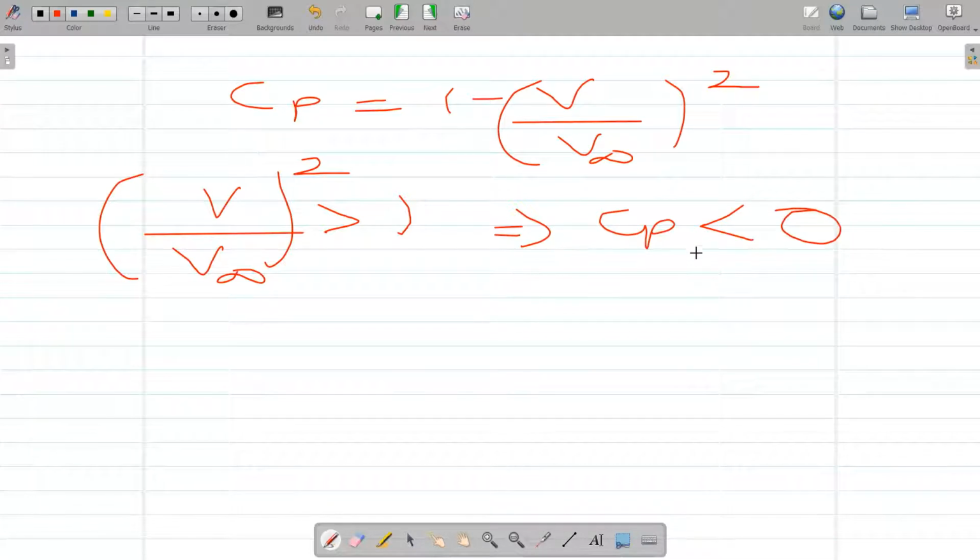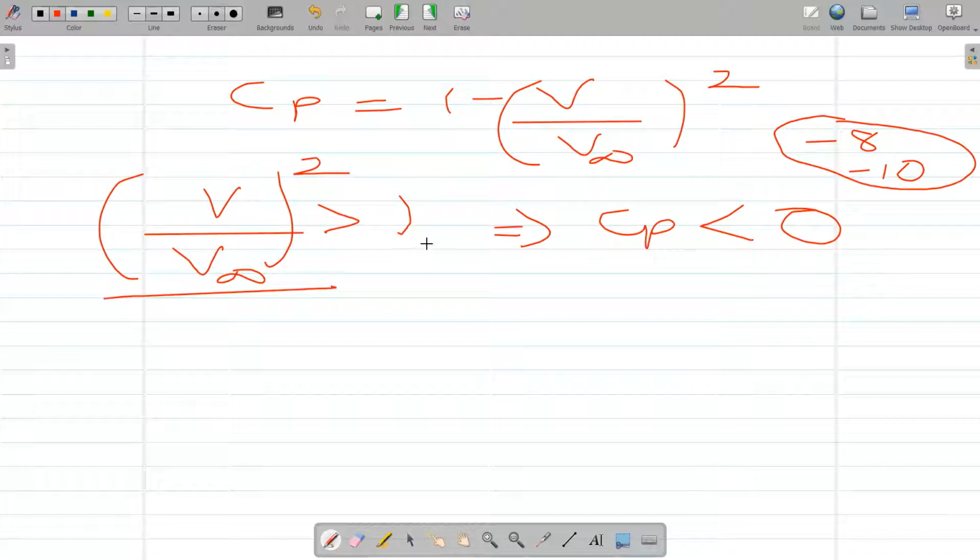So anything less than 0 is definitely negative, irrespective of what the magnitude is. This could be so large that CP might be a very large negative number, let's say -8, -10, etc., but still they are negative numbers, right? So that basically gives you a condition that if V by V infinity is greater than 1, then CP is less than 0. That may not be the location of my maximum CP because these are negative numbers.